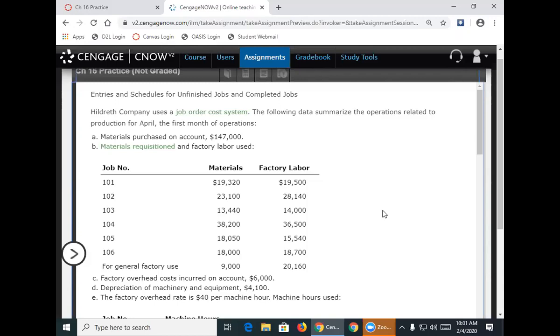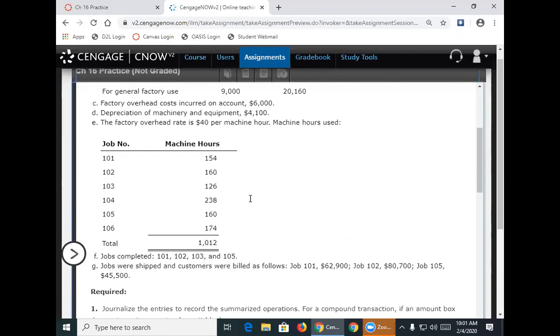Okay. So those are all my materials and labor costs. But I have to also do overhead. So on letter E, we calculated the total overhead that was applied, the 40,480. Well, now we need to do it by job. It's very simple. It's just tedious to go through and do all this. But all we're doing is taking machine hours per job and multiplying them by the 40-hour machine rate.